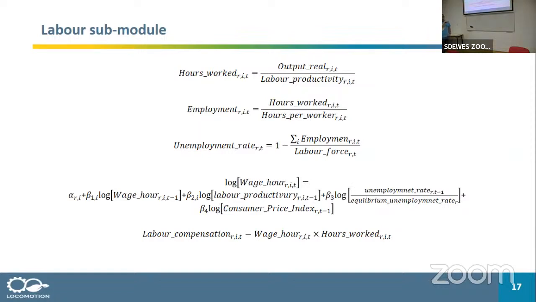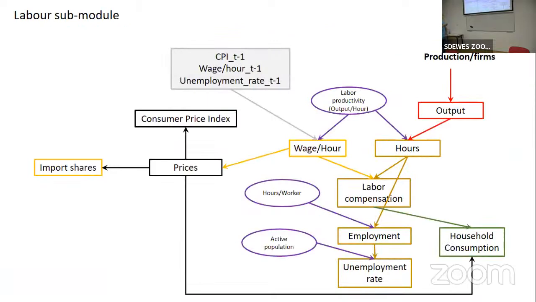This is something that is calculated for each of the sectors. And then you multiply the wage per hour by the hours worked, and we have the labor compensation. More or less clear? Again, if you want to see how we have computed these parameters, basically the wage equation, you have all the documentation on the website. So this is how it works.